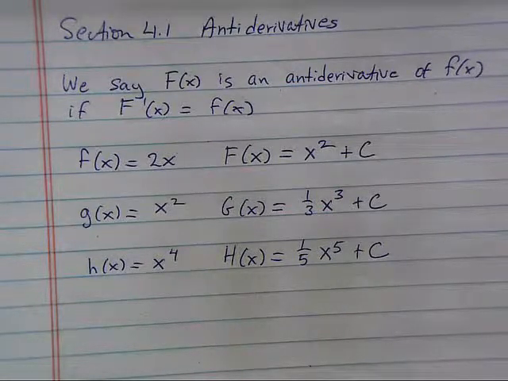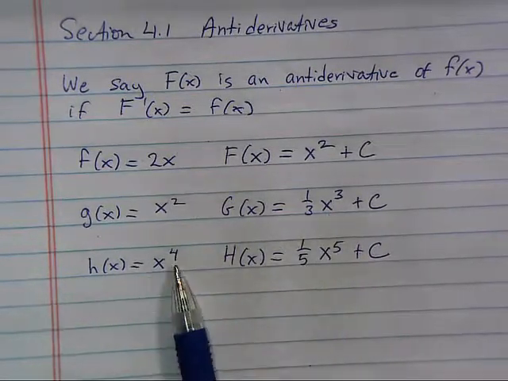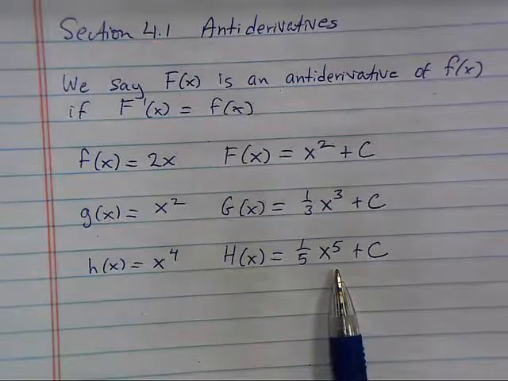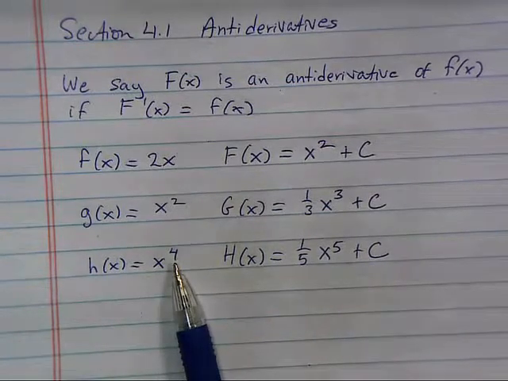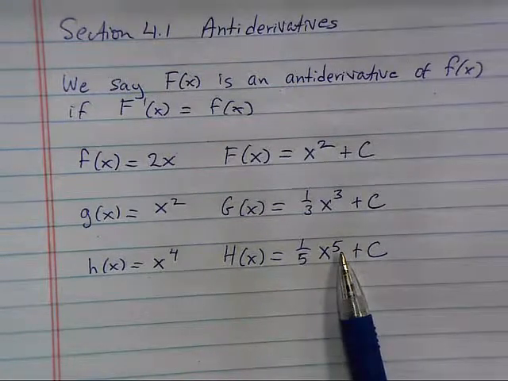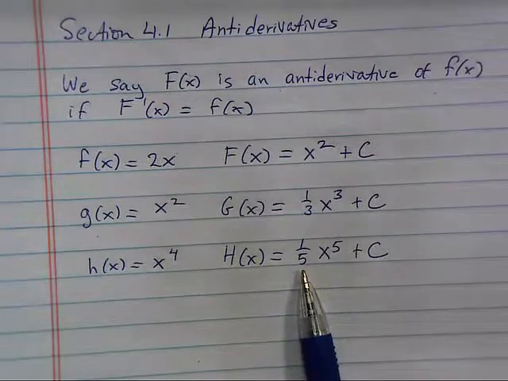Okay, well there seems to be kind of a pattern here. The antiderivative of x squared was 1/3 x cubed. The antiderivative of x to the 4th was 1/5 x to the 5th. What seems to be the pattern here? Okay, so if I start with an x to the 4th, I add 1 to my power, and then divide by the new power.